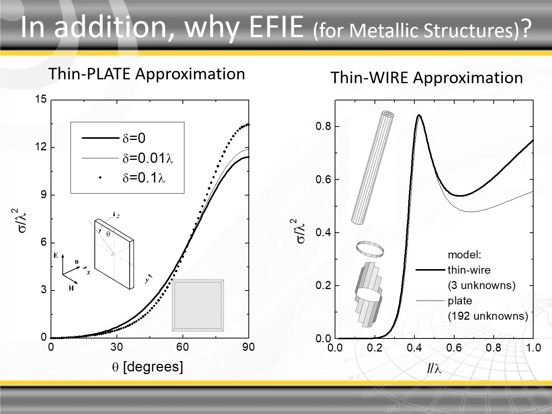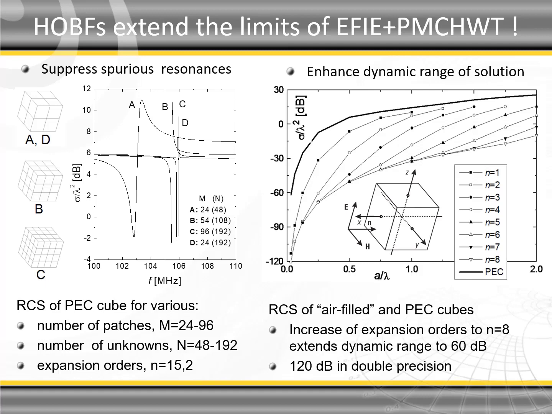In the second case, shown right, the plate model of a wire can be replaced by a single segment model if the wire radius is much smaller than the wavelength. That way, the number of unknowns needed for EM modeling is reduced around 10 times. Higher order bases extend the limits of EFIE and PMCHWT. Generally, EFIE suffers from spurious resonances. Higher order basis suppresses the spurious resonances, as shown left.